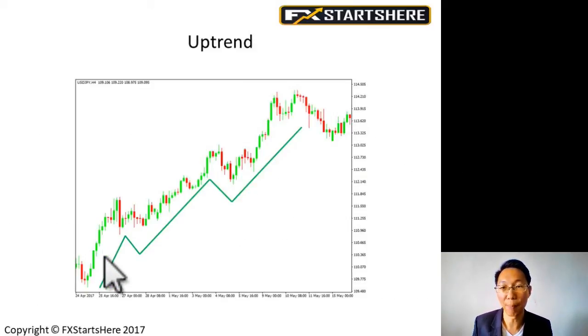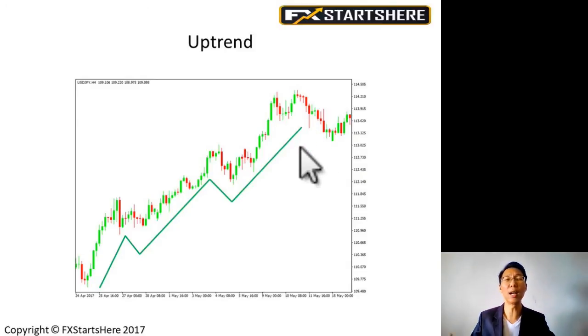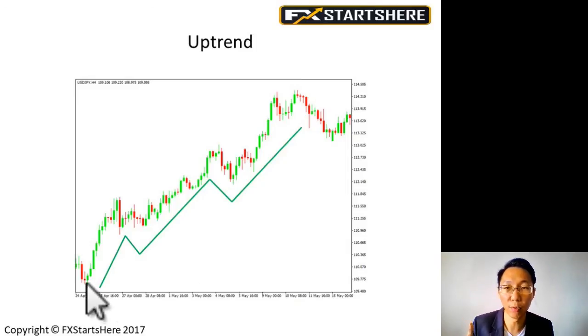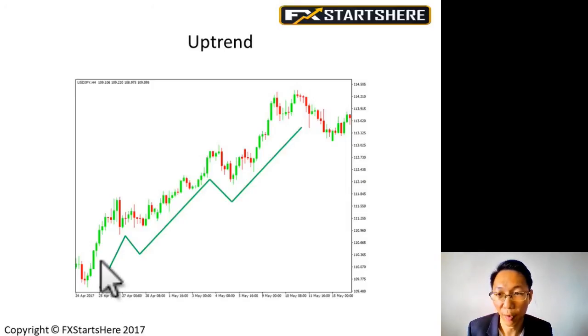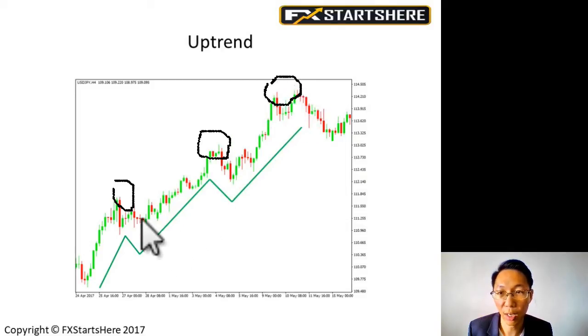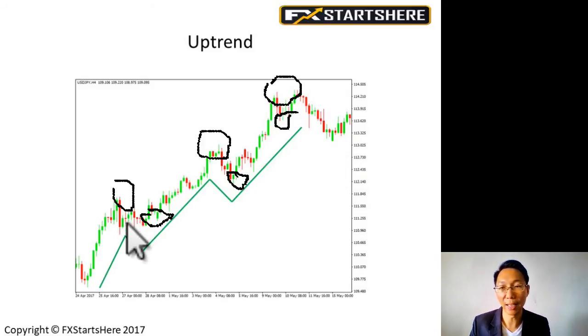So this is an example of an uptrend. Very clearly, without using any indicators, we know this is an uptrend because the price is moving upwards. Look at this, a series of higher highs, and a series of higher lows. When it comes down to form the lows, they are all getting higher and higher. So, a series of higher highs and higher lows is a very clear uptrend.